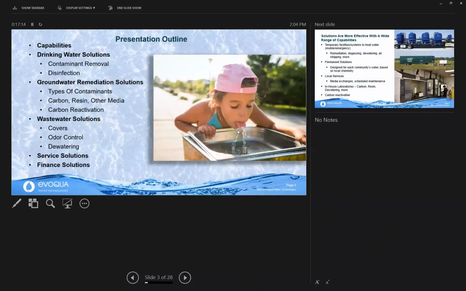Thank you, Mike. So just a little outline of what we're going to cover today. We're going to talk about capabilities, drinking water solutions for contaminant removal and disinfection, and that really should be municipal drinking water, groundwater remediation solutions with contaminants, carbon, resin, some other medias, as well as touch on carbon reactivation. And then we're going to talk about wastewater solutions, and we're going to cover some of the products and opportunities in there as far as covers for odor control, as well as odor control itself, dewatering, so sludge dewatering, and then we'll also cover a little bit about service solutions and then finance solutions.